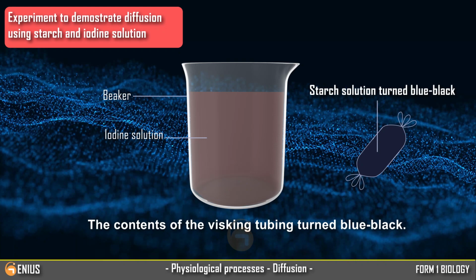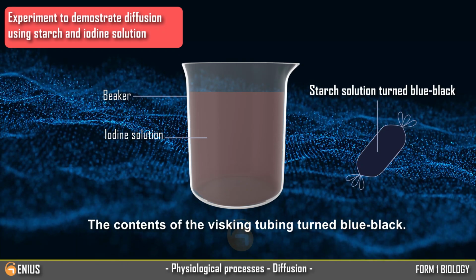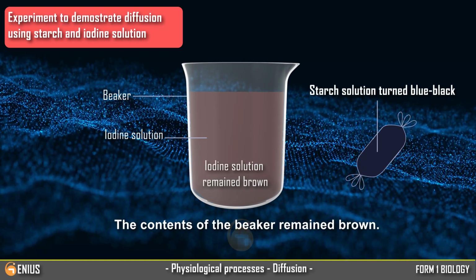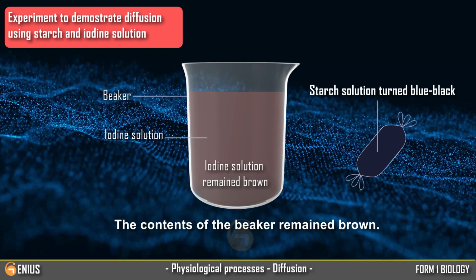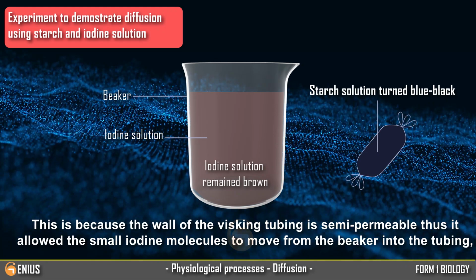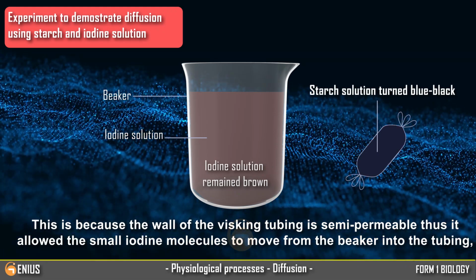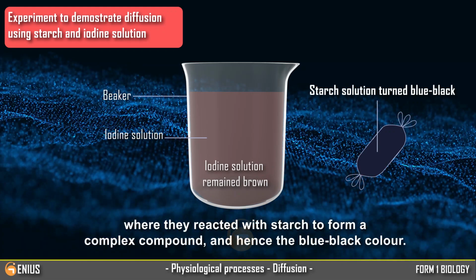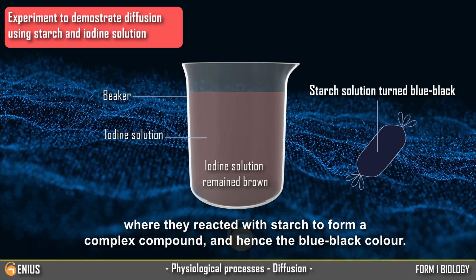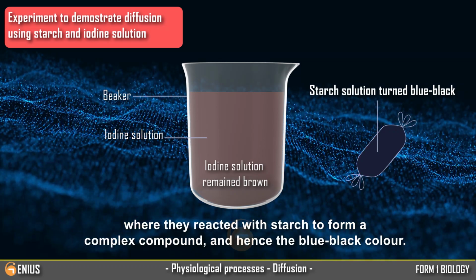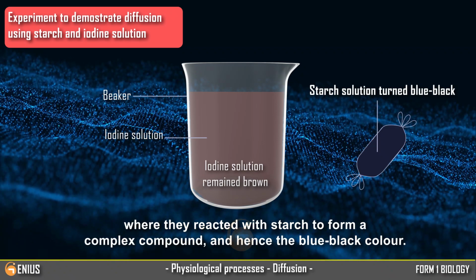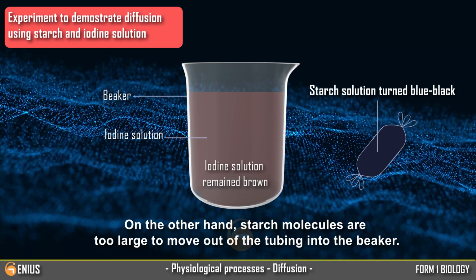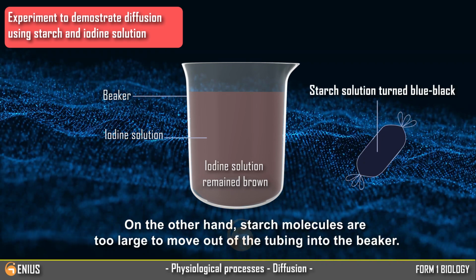The contents of the whisking tubing turn blue-black. The contents of the beaker remained brown. This is because the wall of the whisking tubing is semipermeable, thus it allowed the small iodine molecules to move from the beaker into the tubing, where they reacted with starch to form a complex compound, and hence the blue-black color. On the other hand, starch molecules are too large to move out of the tubing into the beaker.